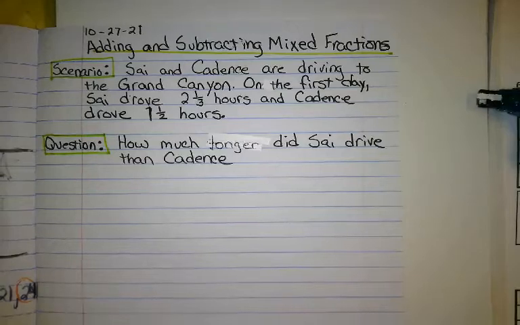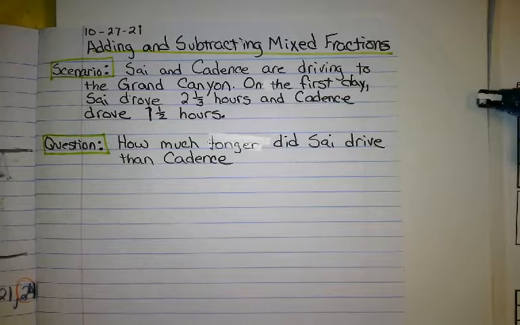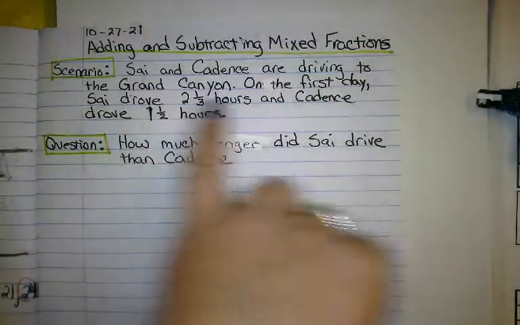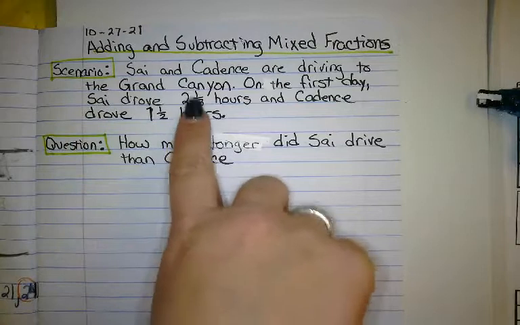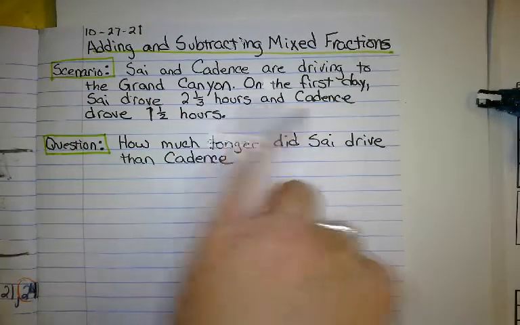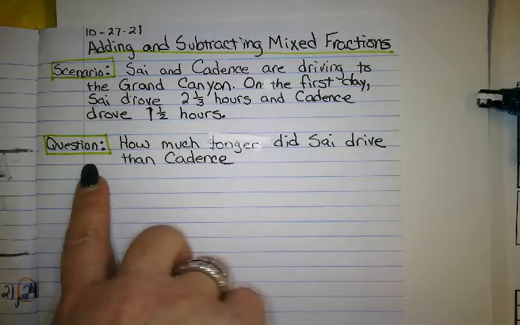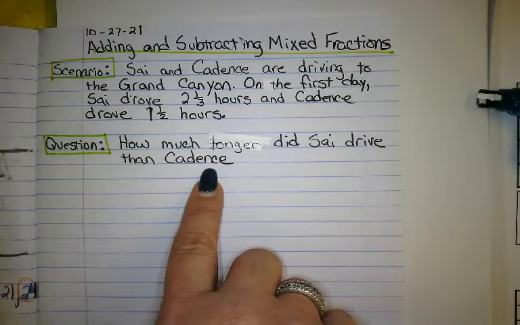Okay, today we're going to talk about adding and subtracting mixed numbers. So today let's go ahead and look at our scenario. It says that Cy and Cadence are driving to the Grand Canyon. On the first day, Cy drove 2 1/3 hours and Cadence drove 1 1/2 hours. The question asks, how much longer did Cy drive than Cadence?